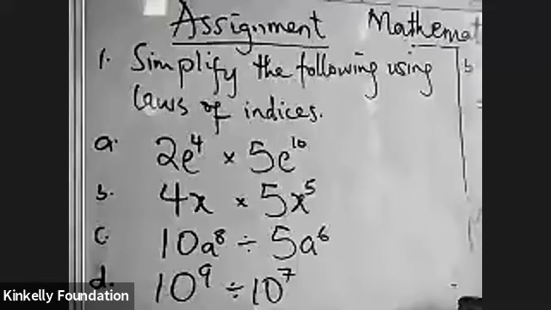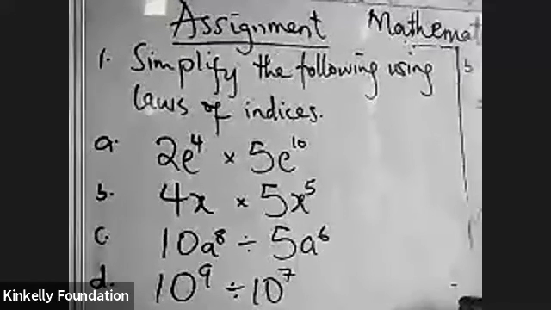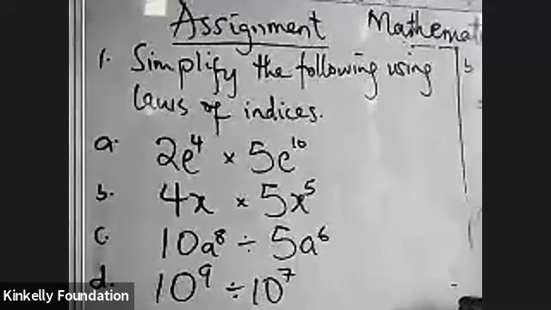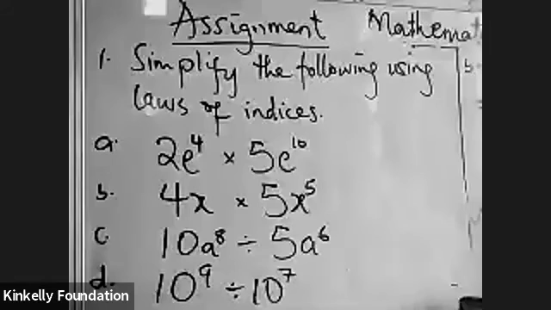Now, assignment: simplify the following. A, e raised to power 4 times 5 e raised to power 10. B, 4s times 5s raised to power 5. C, 10a raised to power 8 divided by 5a raised to the power 6. And D, 10 raised to the power 9 divided by 10 raised to the power 7. Using laws of indices, simplify the above.